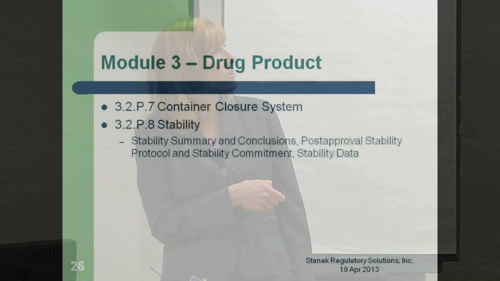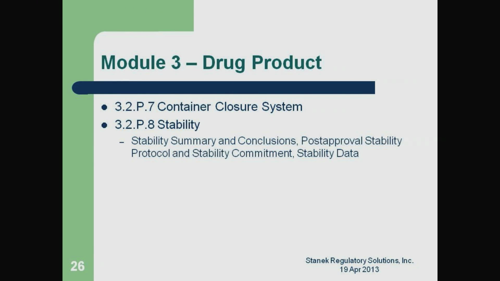Their 3.2.P.7 section is usually quite more advanced. Blisters, bottles, the vials, they definitely need DMF references for these materials, since the drug product is sitting in contact with these materials for could be a while. And then their stability section, 3.2.P.8, same type of information is requested.